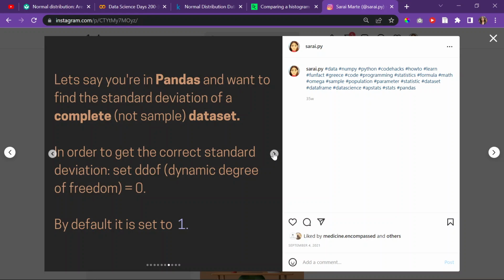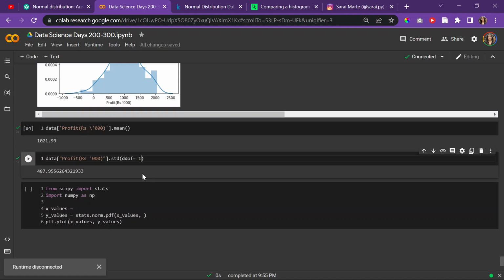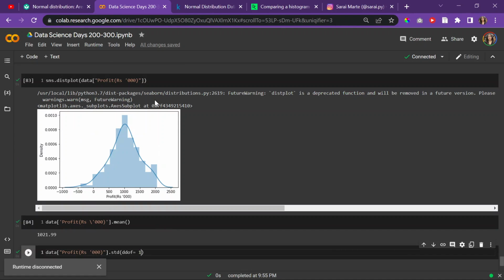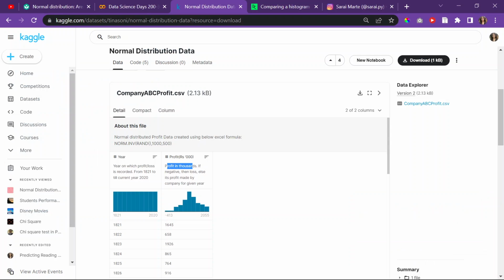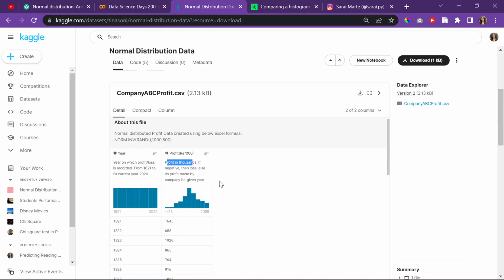Way to go, Sarai. In order to get the correct standard deviation, set DDOF equal to 0. By default, it is set to 1, right? I know, but if it's not a sample, if it's from a population, set it to 0. That's what I was thinking, right? But the thing is, how to distinguish? It's very easy in stat class to distinguish when data is from a population or from a sample.